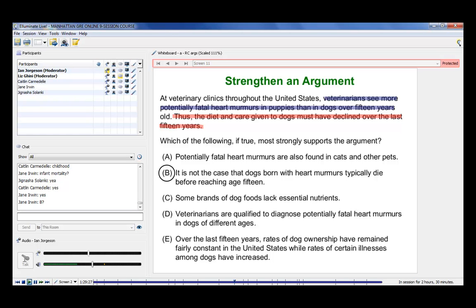So what B does is it protects against that weakness. It says that, no, it's not the case that these dogs die before they reach the age of 15. If they don't die before they reach the age of 15, then that means we're comparing similar populations. And if we're comparing similar populations, then it must be something like diet or treatment or care given to dogs. But instead, the easiest way to weaken this argument is to say, well, you know what? There's no difference in how dogs are treated. It's just that dogs that have heart murmurs die when they're very young, and they never get to be 15.